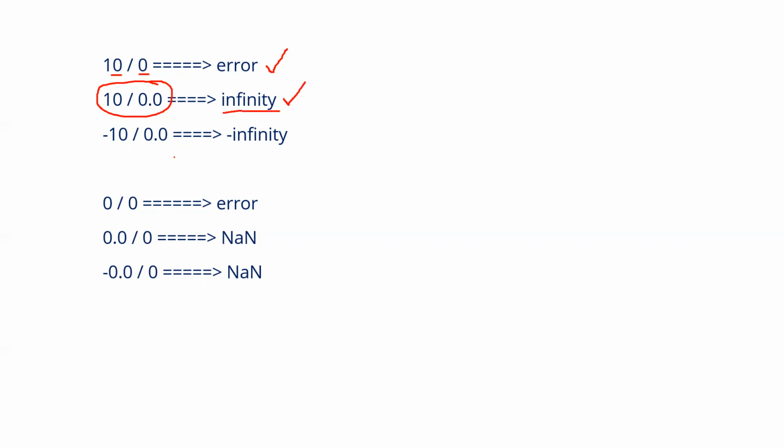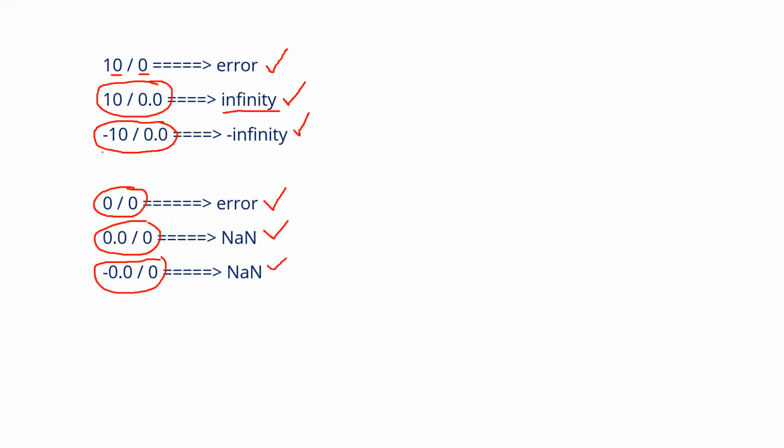Observe the points carefully. Now, minus 10 by 0.0. Here also, one of the numbers is a floating point number. In that case, I will get the result as minus infinity. Now, whenever I am performing 0 by 0, I will get an error because both are integers and 0 by 0 is not a number; we cannot evaluate. If one of the numbers is a floating point number, then I will get NaN, not a number, as output. Similarly, if any one of the numbers is a negative number and a floating point number, in that case also I will get not a number.